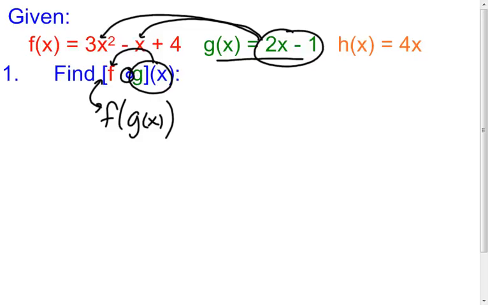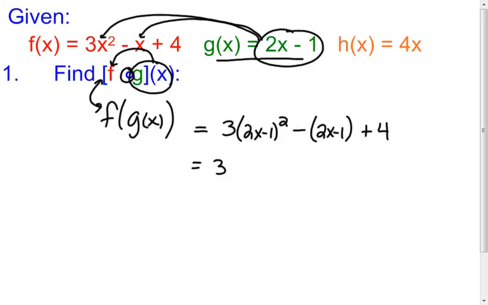Okay? So what that means is that I am going to put in 3 times (2x minus 1) squared minus the whole quantity 2x minus 1. Put that in parentheses. Don't just subtract 2x and then minus 1. Subtract the whole quantity and then plus 4. Okay? Very common mistakes here.